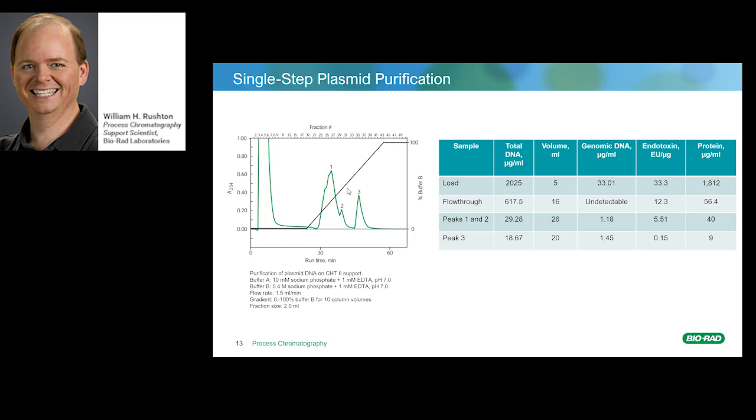Now I'm showing a single-step plasmid purification. On the left is the chromatogram showing the linear gradient resulting in 3 unique peaks. Peak 3, after all the analysis was done, showed that it had highly purified supercoiled DNA.